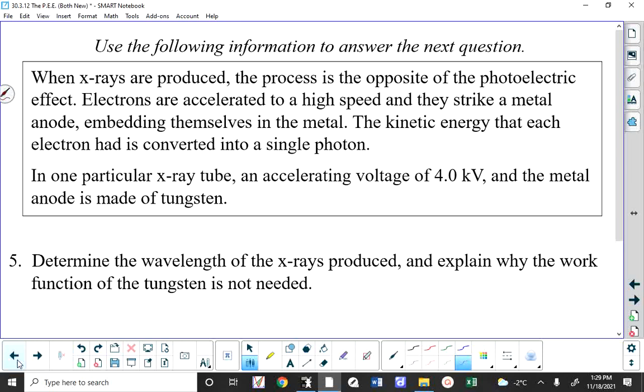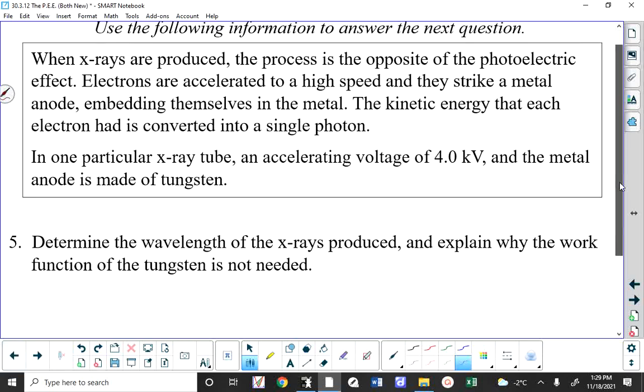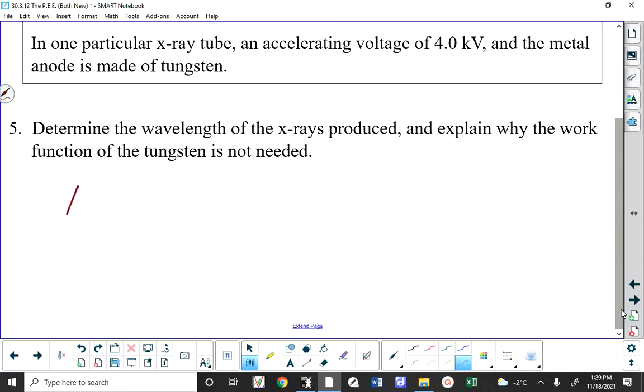So the question here says, if we had an accelerating voltage of 4,000 volts, I don't really care what the anode is made of. If the accelerating voltage of the electrons is 4,000 volts, what's the wavelength of the X-rays produced? Okay, and then we'll explain about the work function. So I want you to calculate using potential difference equals change in energy over charge. I want you to calculate the kinetic energy of one electron, but I want an answer in electron volts.